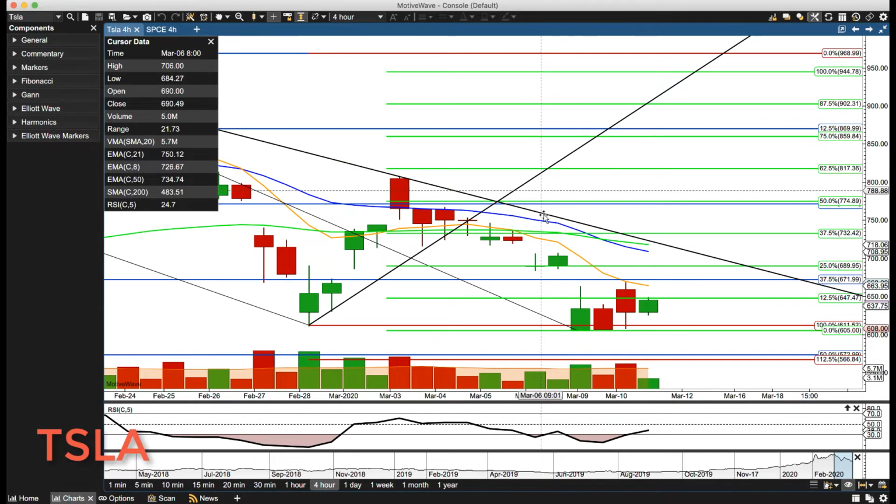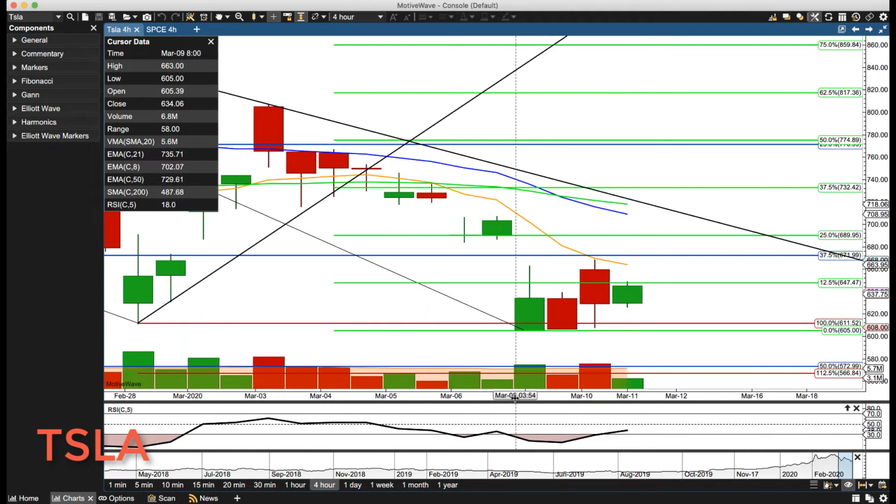So, checking in on Tesla, this four-hour chart, you can see a little gap up today, filling the gap, testing the rotation zone, and just below our 37.5% retracement. So that's where we look for more than one key level we're watching, which was the moving average and the retracement level, the Gann retracement, and we call that forming a cluster. This gives us a really nice area now to watch.